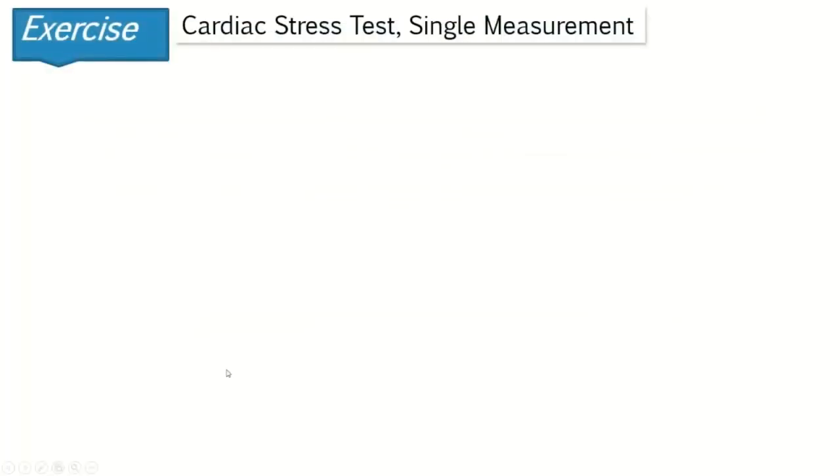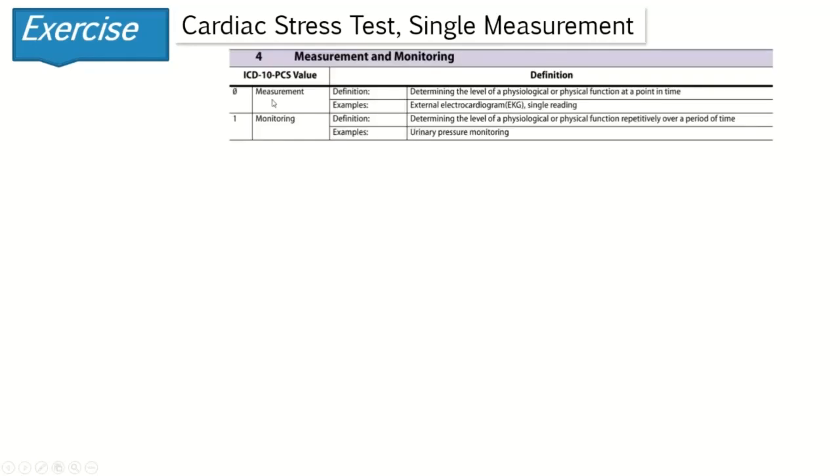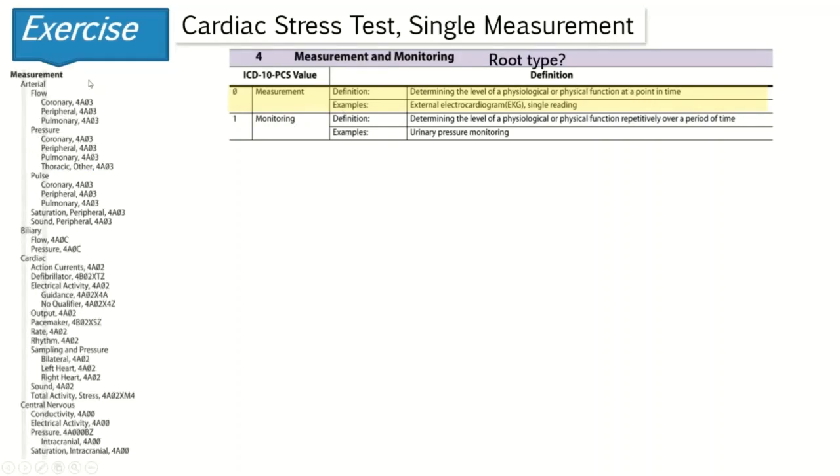Now it's time, coders, for your exercise. You ready? Cardiac stress test, single measurement. What's the root operation? It's either measurement or monitoring. If you said measurement, outstanding. Yes, it's in the language too, in the documentation. So let's go ahead and look up measurement, our root operation. Measurement of what? This is a cardiac stress test. Cardiac, let's go down, be more specific. Boom, total activity stress. That's what a stress test is. And it gives you the entire code for A0 to XM4.